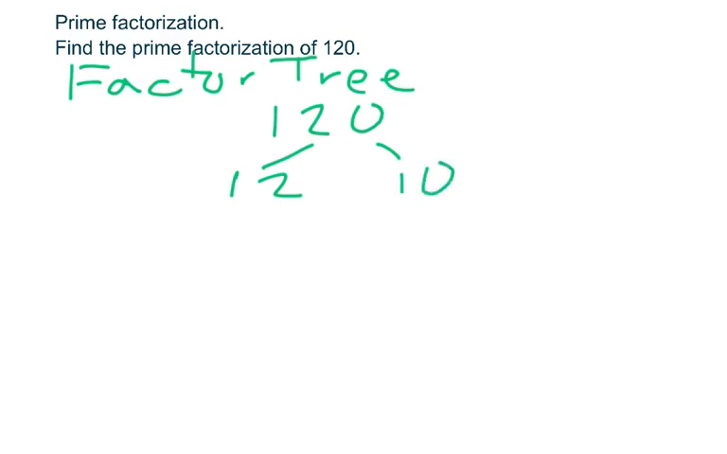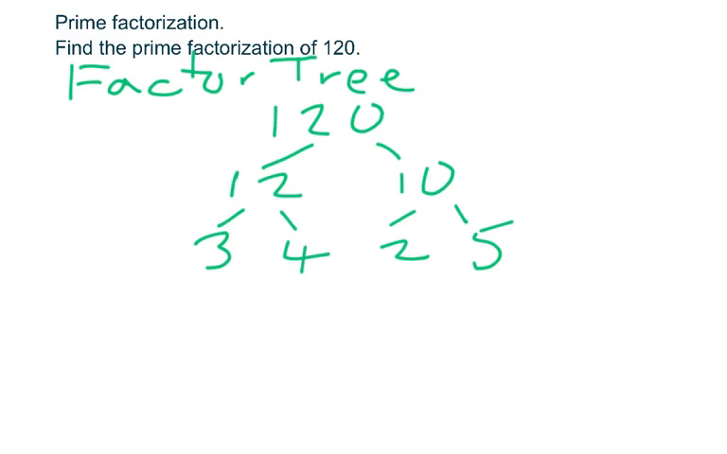And then I ask myself, the two numbers I got, can I write them as a product of two numbers? Can I factor 12? Can I write 12 as a product of two numbers? And yeah, in fact, there's more than one way to do it. I could think of it as 3 times 4. And I can think of the 10 as 2 times 5.